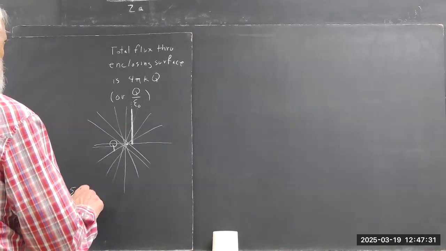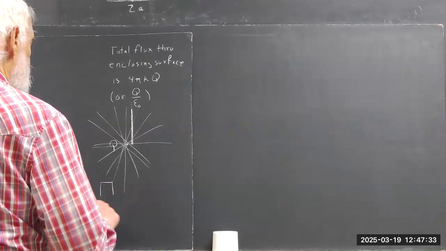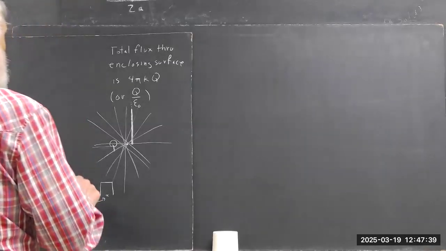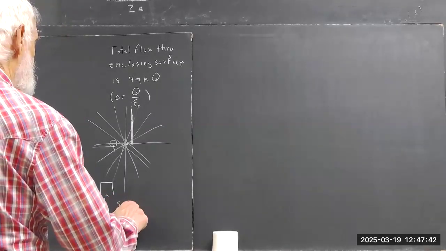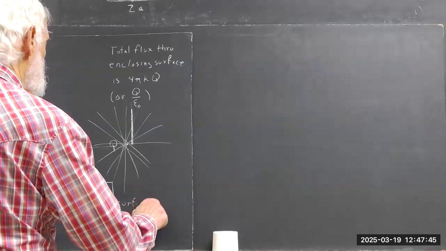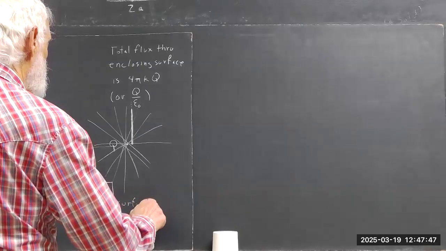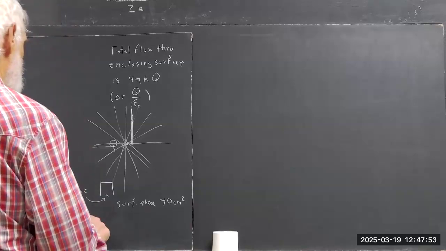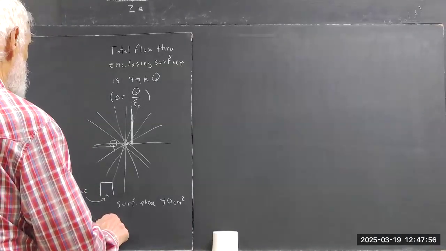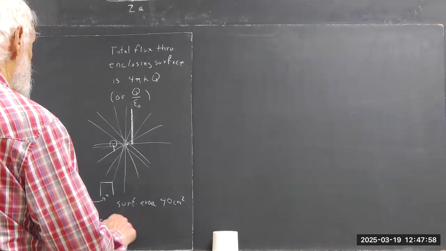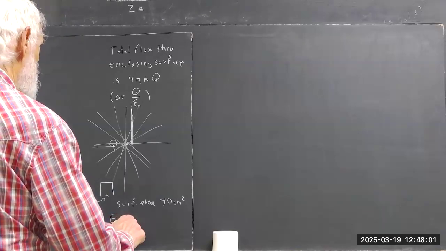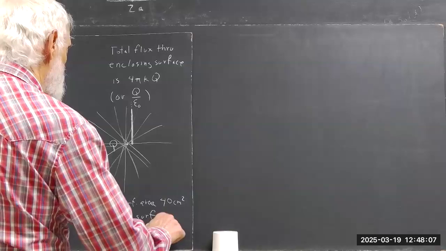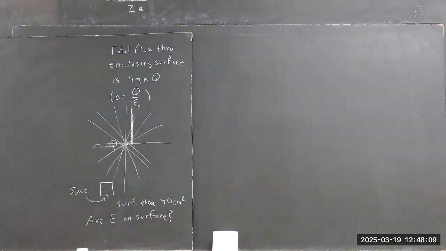So we got 5 microcoulombs. We have this gap here. There's our 5 microcoulomb charge. Surface area, let's say 40 square centimeters. What's the average value on that surface?